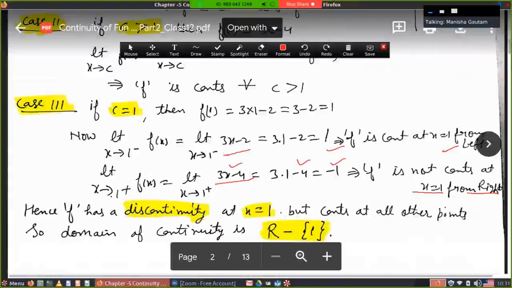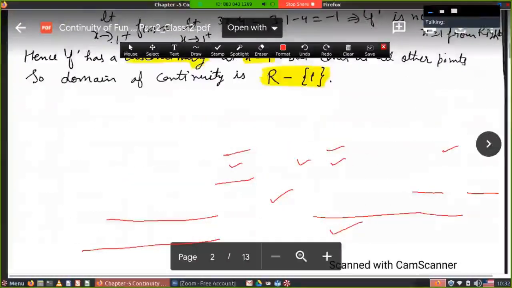So what? The function is discontinuous at x is equal to 1 but continuous at all the other points. So the continuity domain is real numbers minus 1, because 1 is the point where the function is discontinuous. Now for the next further.